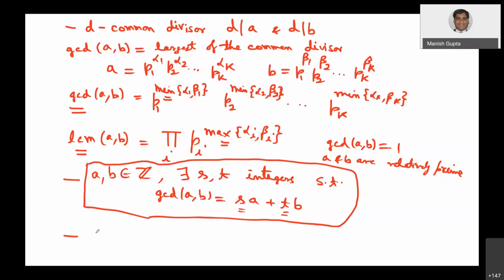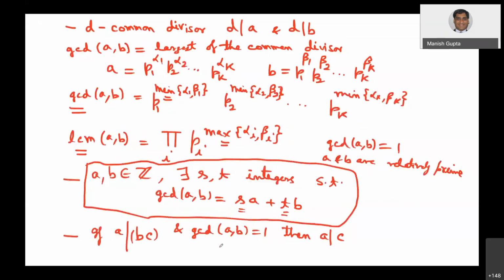Anyway, another result: if a divides the product of two numbers b and c, and suppose GCD of a and b is 1, then obviously a will divide c, right? This is an obvious thing because there is nothing common in a and b, the greatest common divisor of a and b being 1. So these are elementary results about the greatest common divisor of two numbers a and b.